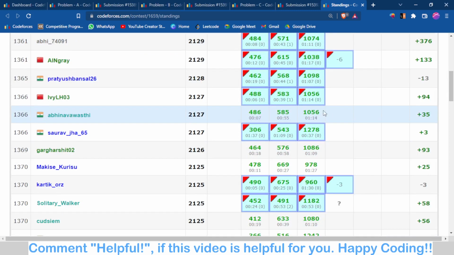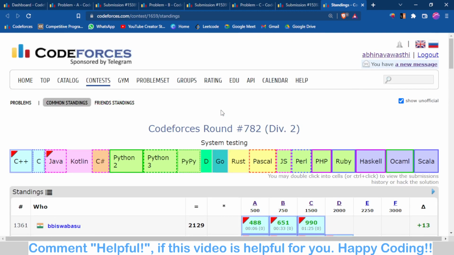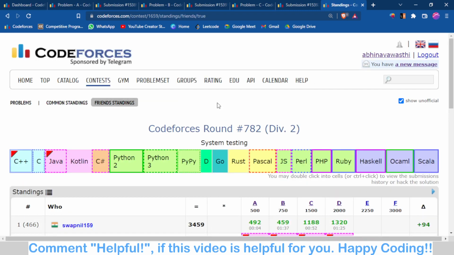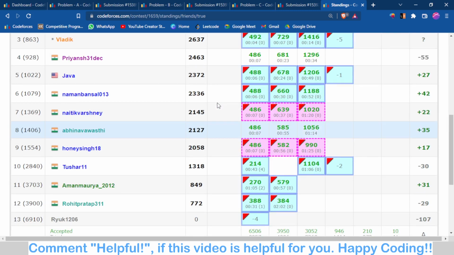because I am always afraid that maybe in the system test my code will fail. Sometimes it happens; when I was struggling for specialist, many times I did well in the contest and after that in system testing my code was hacked. So that happened. It was plus 35 today. My rank is average. It is okay.